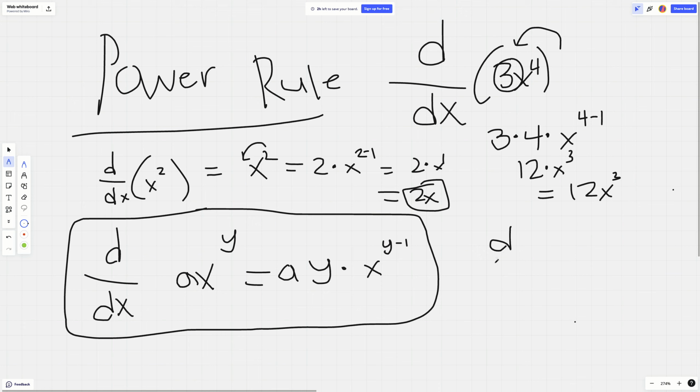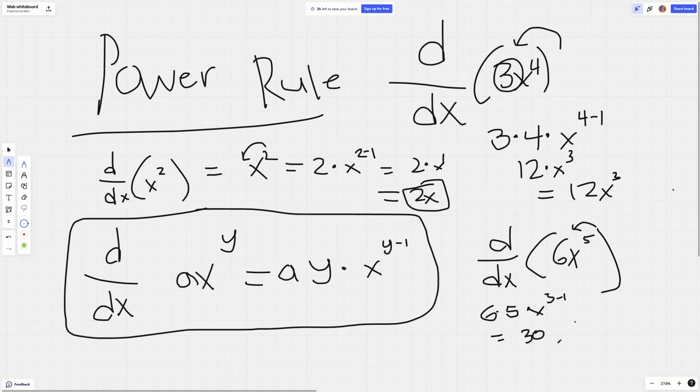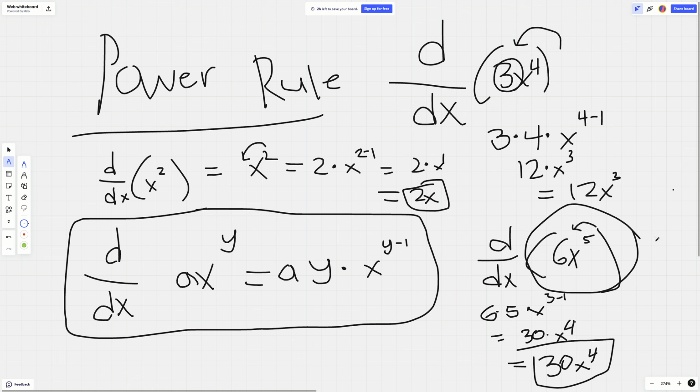Let's say we wanted to find the derivative, d over dx, of 6x to the power of 5. Again, pretty standard derivative here. We simply have to apply that power rule again. This is equal to 6, bring that 5 down, times 5 times x to the power of 5 minus 1. 6 times 5 is simply 30, times x to the power of 5 minus 1 is 4. And this is equal to 30x to the 4th power. And that's the derivative of 6x to the 5th, or 6 times x to the power of 5.